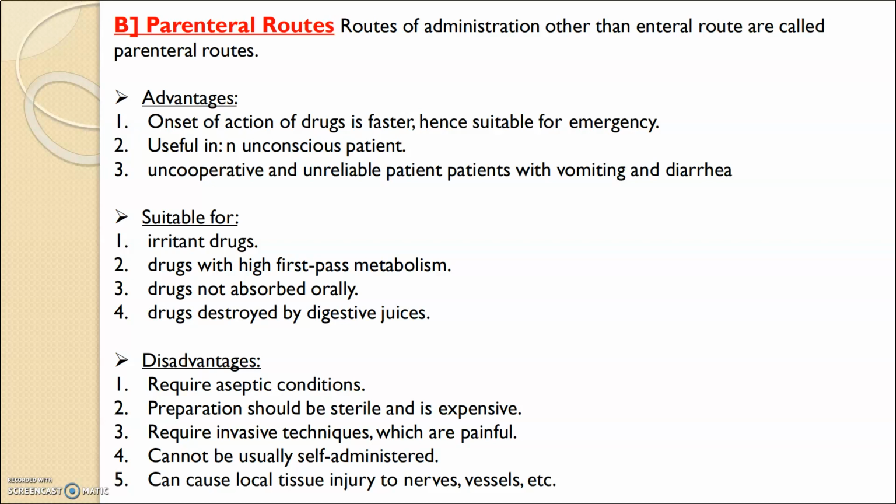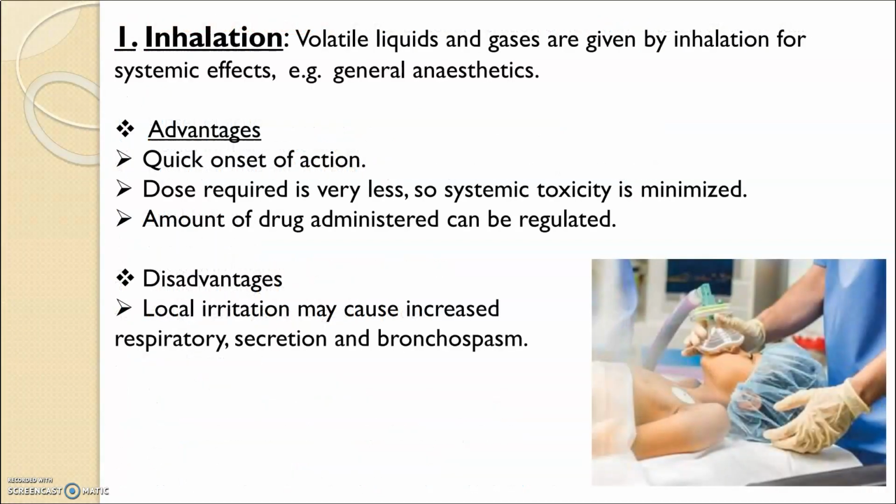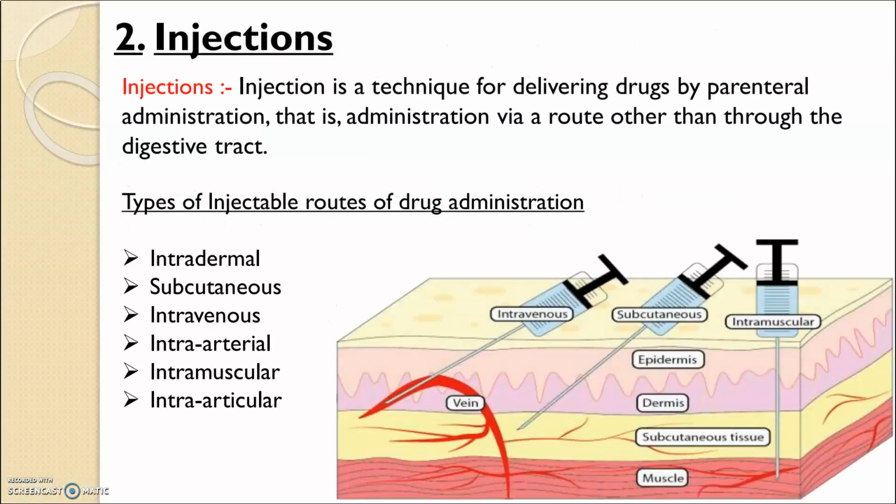Okay. So let's start with the first one, inhalation route. Volatile liquids and gases are given by inhalation for systemic effects, for example, general anesthetics. So what are the advantages? Quick onset of action. Dose required is very less, so systemic toxicity is minimized. Amount of drug administered can be regulated. Disadvantage: local irritation may cause increased respiratory secretion and bronchospasm.